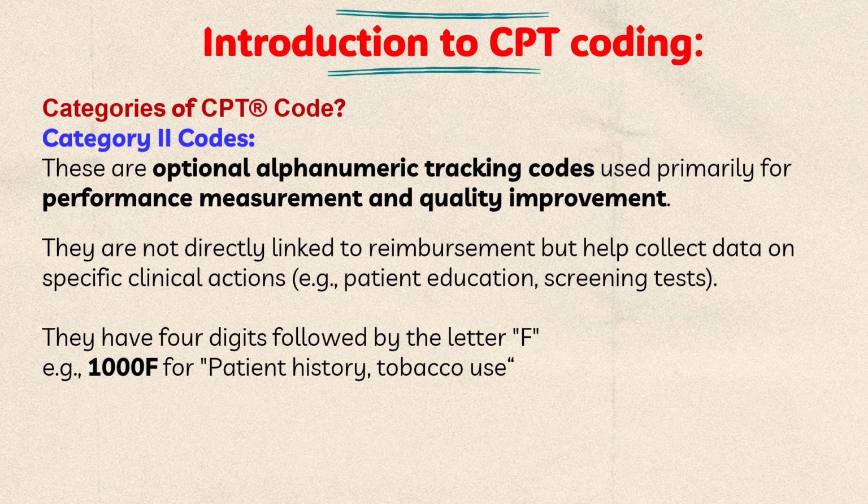And Category 2 codes. These are optional alphanumeric tracking codes used primarily for performance measurement and quality improvement. They are not directly linked to reimbursement but help collect data on specific clinical actions. Example, patient education, screening test. They have 4 digits followed by the letter F. For example, 1000F for patient history, tobacco use.